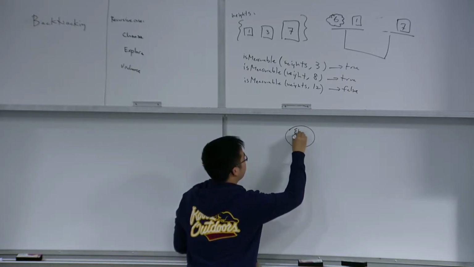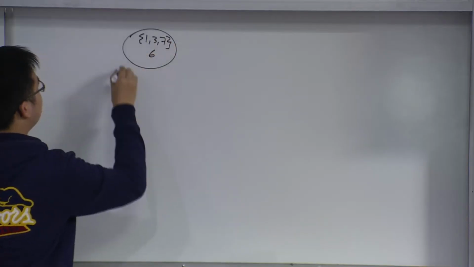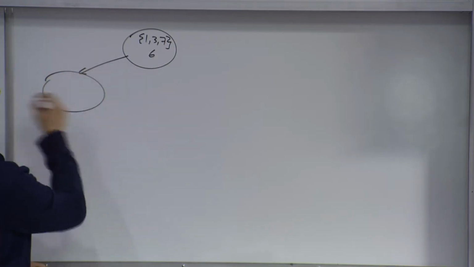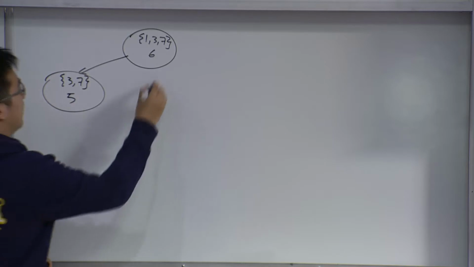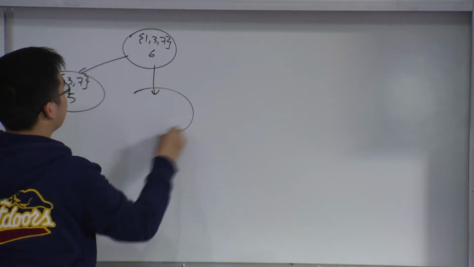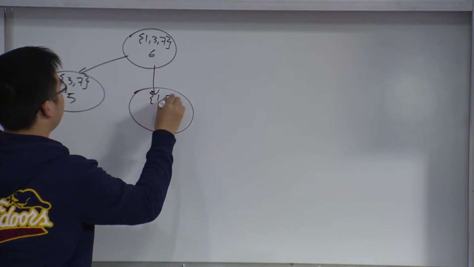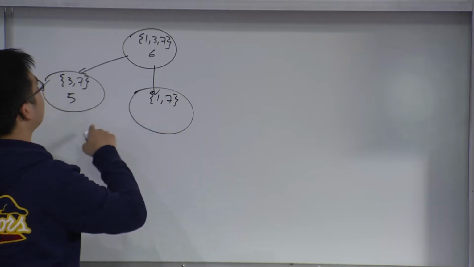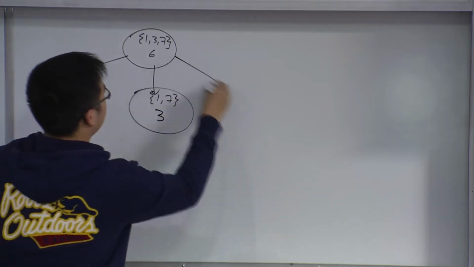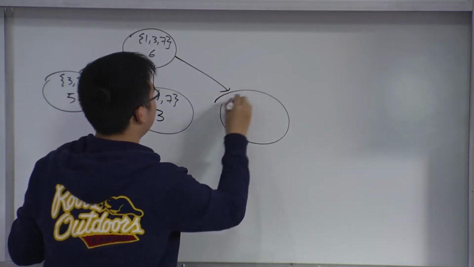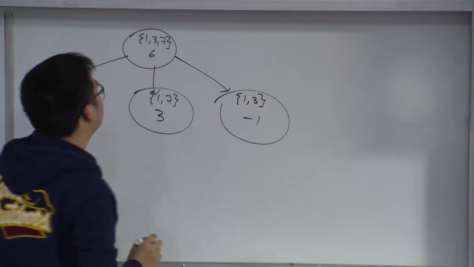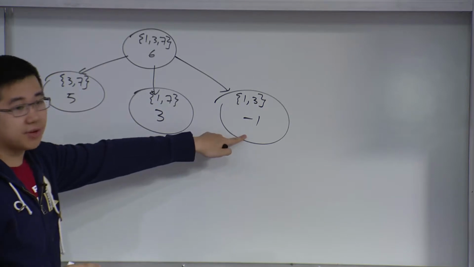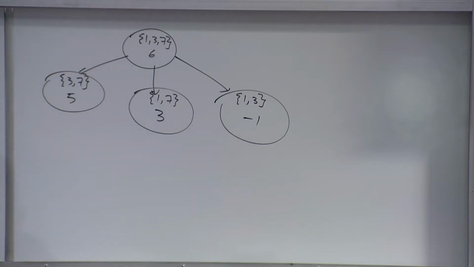I'm gonna say 1, 3, 7, 6. One choice I could do is I could put the 1 on the one side, so I could have like 5. How about I put the 3 on one side? I have 1, 7. And then if I put the 3 on the other side, I get 3. I could put the 7 on the other side, and then I'd have -1, which is fine. -1 is fine because later we can put weights on the other side again.